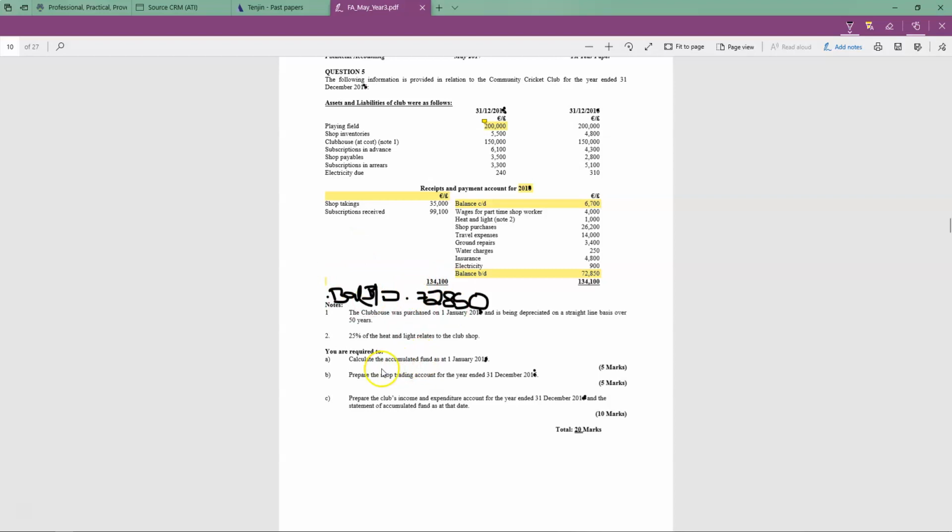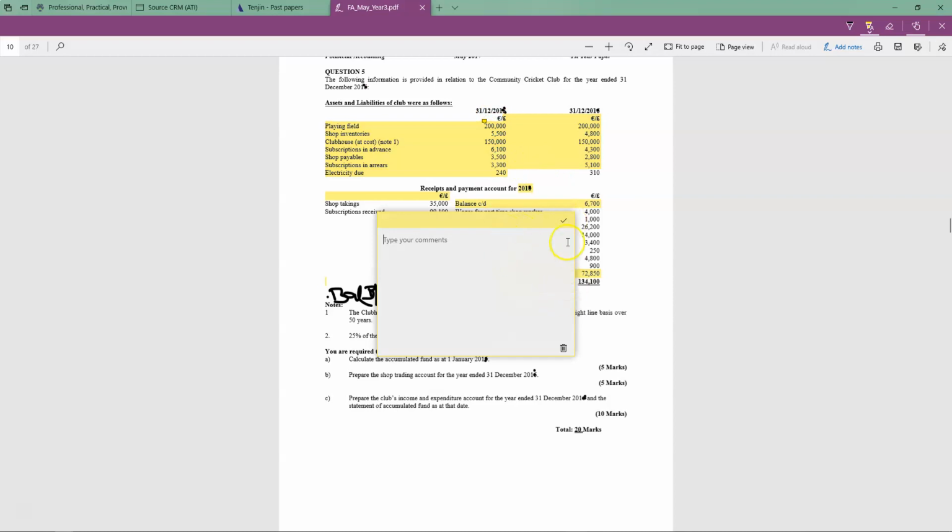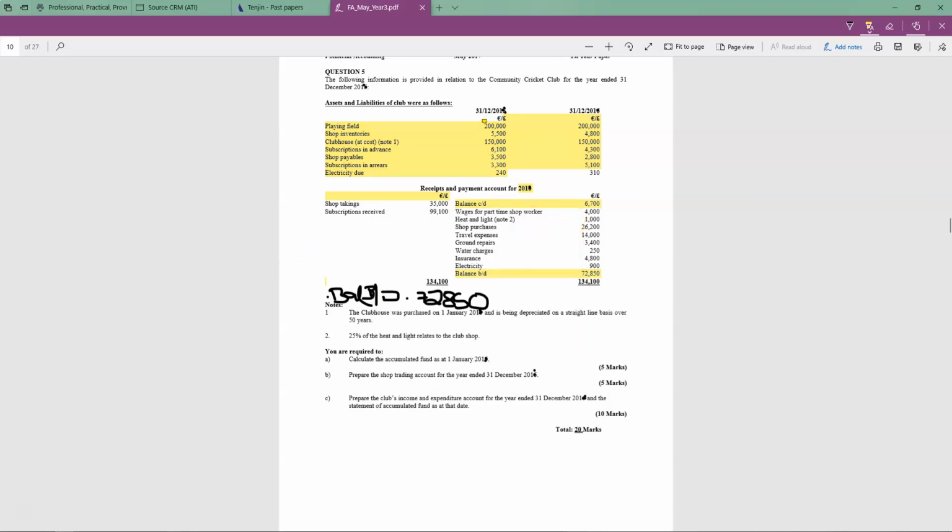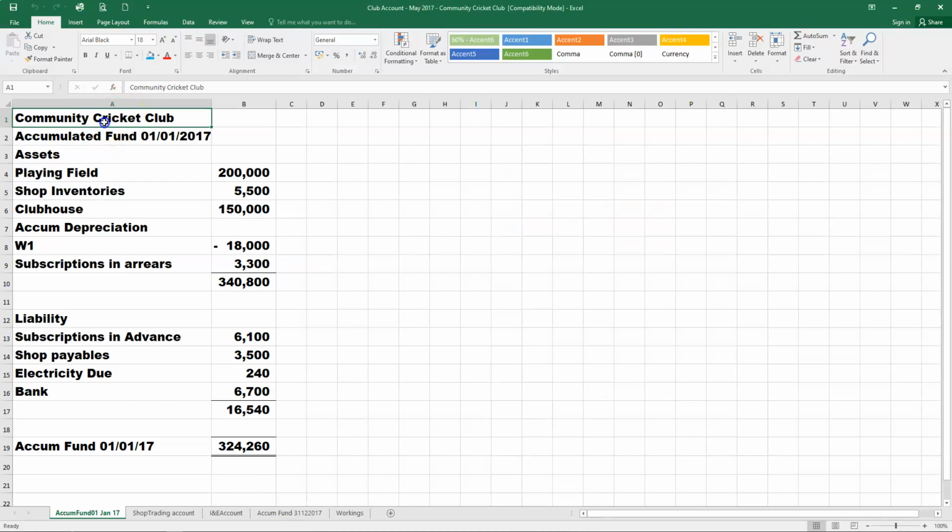So we're going to start off and calculate the accumulated fund at the 1st of January 17. I'm going to be using all my figures over here under my 31st of December 2016 first. So we go in here and we're going to set that up. It's called Community Cricket Club accumulated fund at the 1st of January 17.